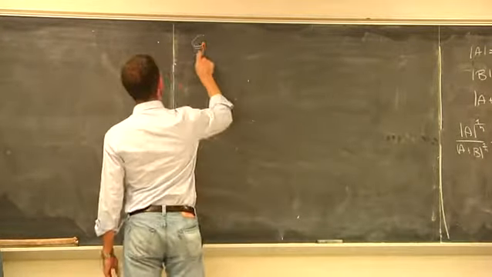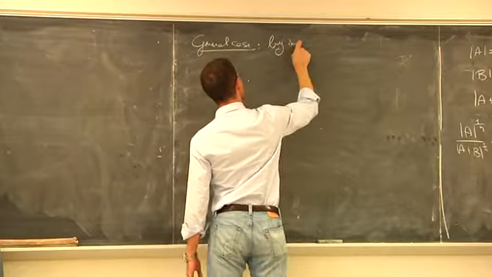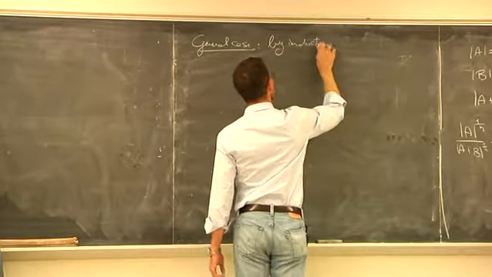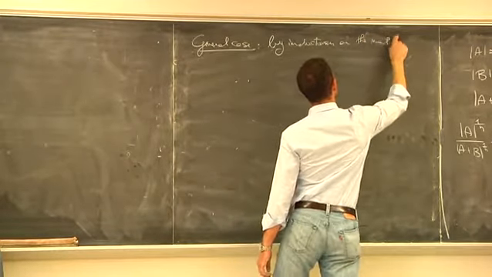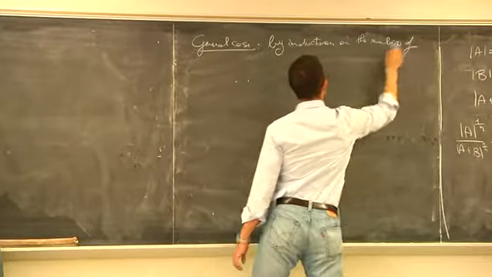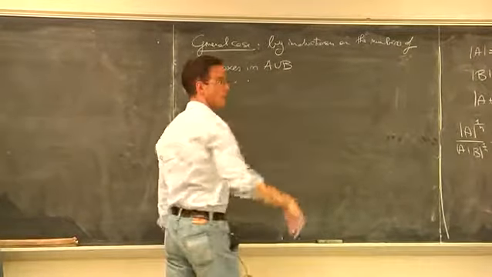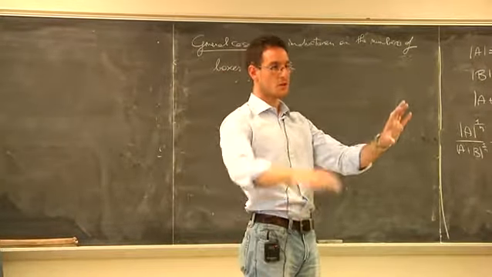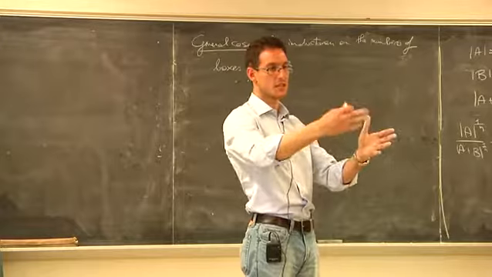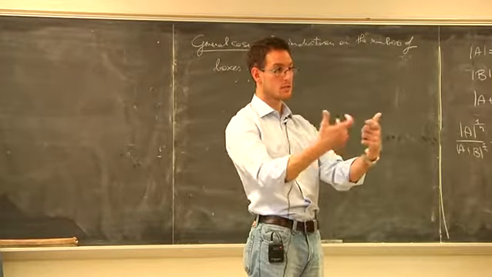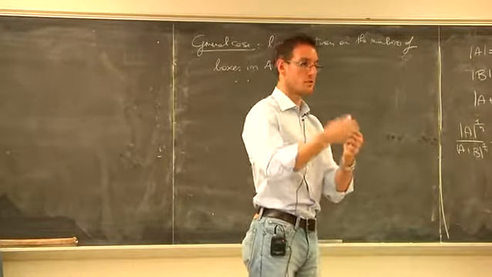So the general case is by induction on the number of boxes in A union B. In a sense, A is a finite number of boxes, B is a finite number of boxes, and you count how many boxes you have, and then you do induction on the number of boxes that compose A and B, the sum of them. Whenever I can remove one box from them, by inductive hypothesis, I know the result is true.